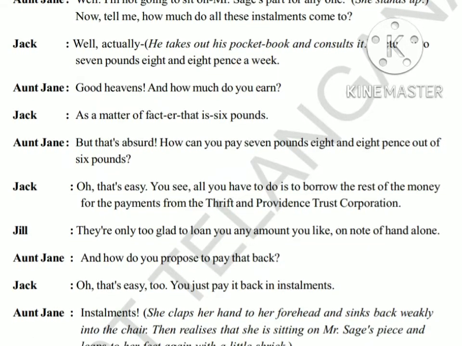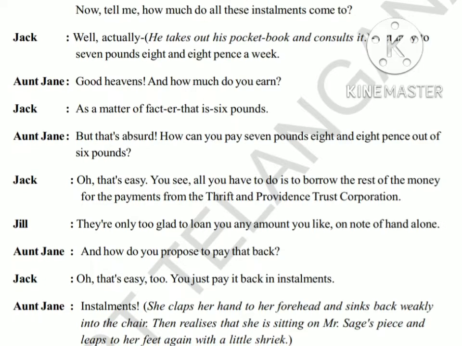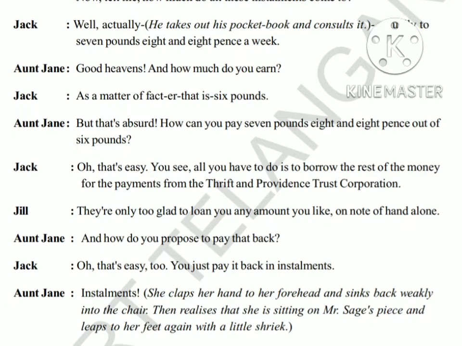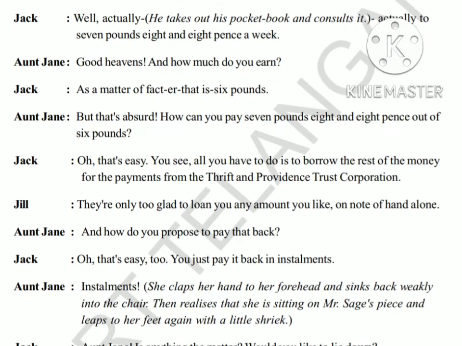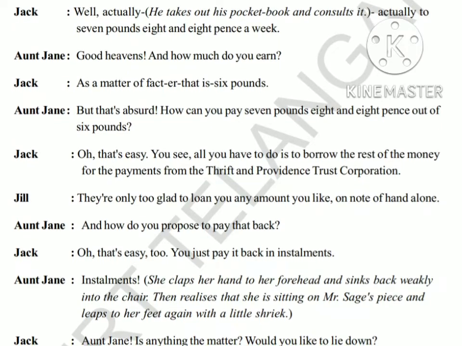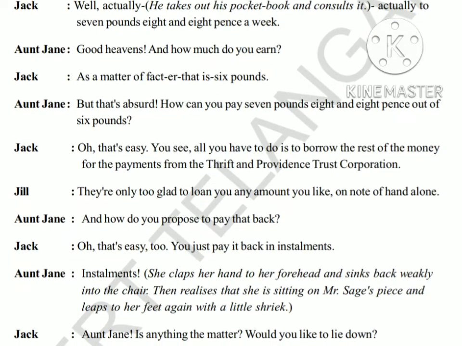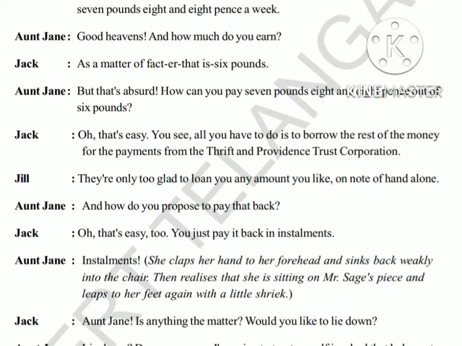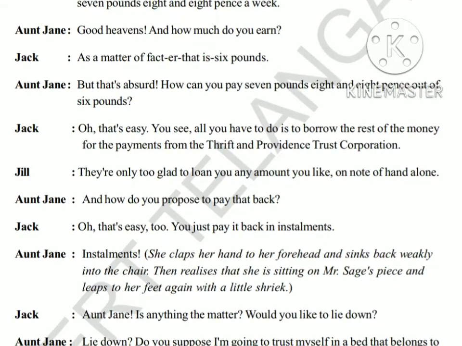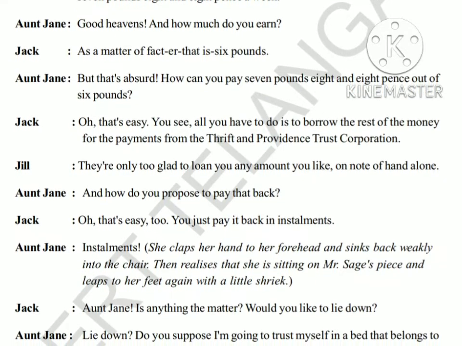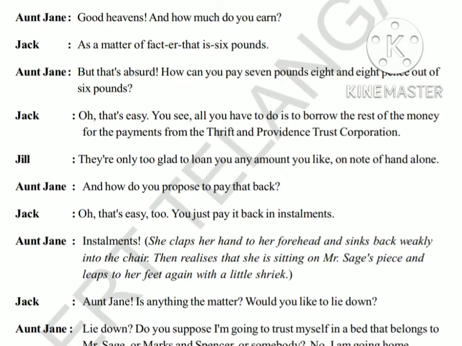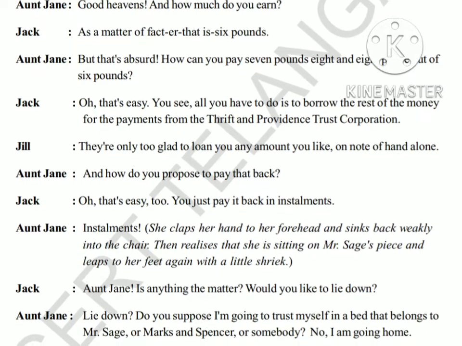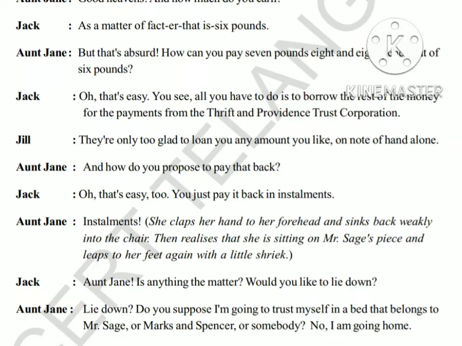Jill: They are only too glad to loan you any amount you like, on hand alone. Aunt Jane: And how do you propose to pay that back? Jack: Oh, that's easy too. You just pay it back in installments. Aunt Jane: Installments. She claps her hand to her forehead and sinks back weakly into the chair, then realizes that she is sitting on Mr. Sage's piece and leaps to her feet again with a little shriek.